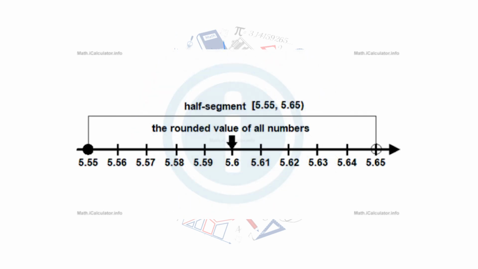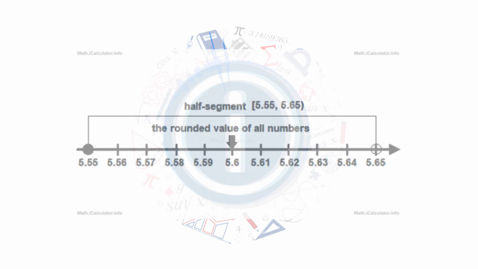E. The numbers that are 5.6 when rounded to the nearest tenth extend from 5.55, including it, to 5.65, without including it. Hence, when represented by symbols, this set is written as [5.55, 5.65). When shown in a number line, this set gives the figure as shown on screen.